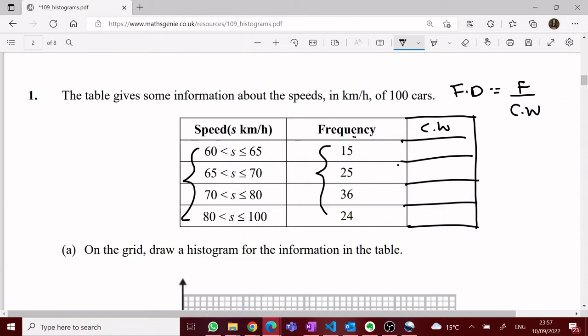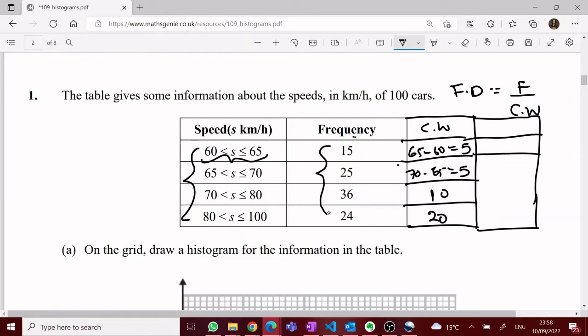So class width is the difference of this range they provided. I would do something along the lines of 65 minus 60, which is 5, then 70 minus 65, which is 5. So you get the idea, right? The next one will be 10, and the one after would be 20. So now you have the class width. Your next step would be to figure out the frequency density.